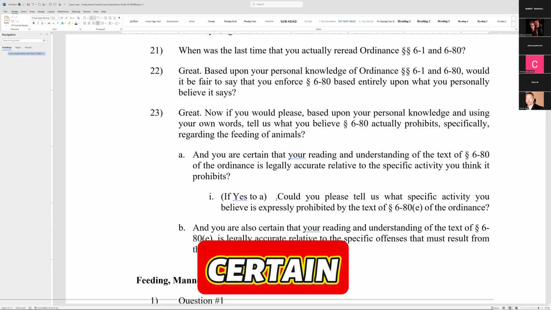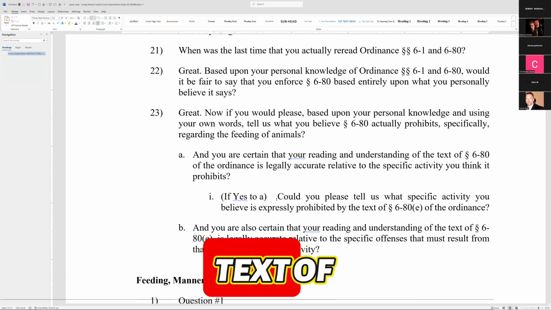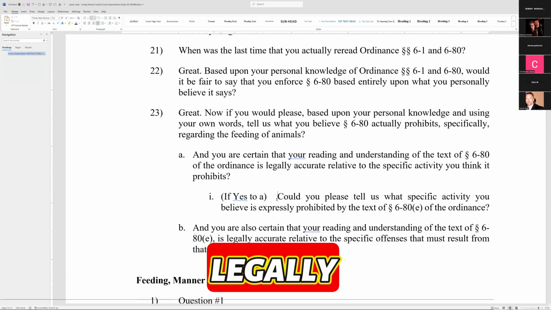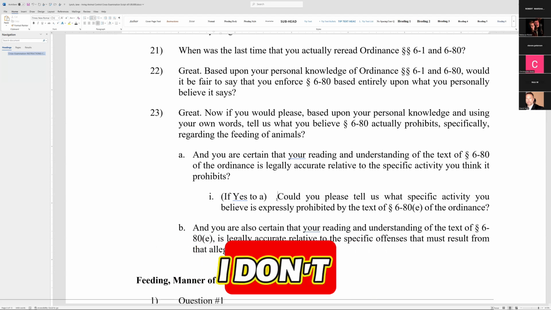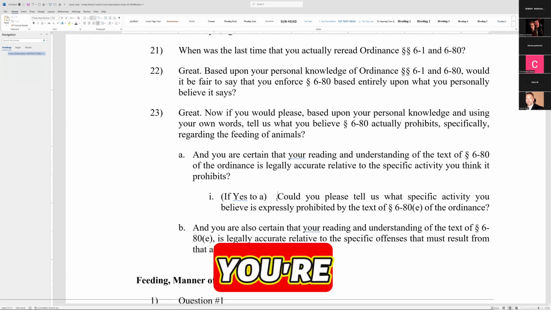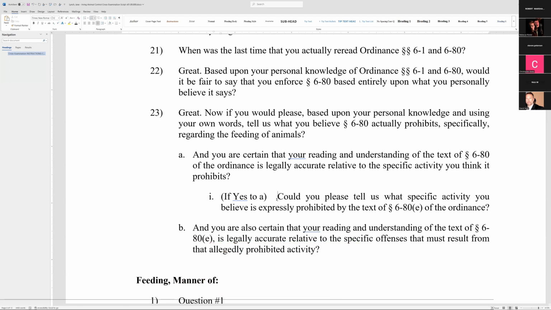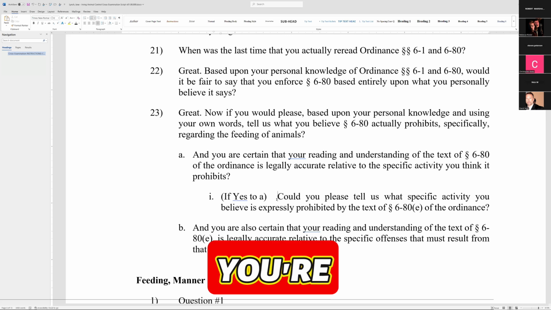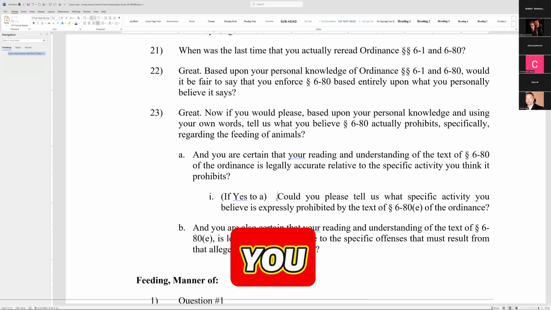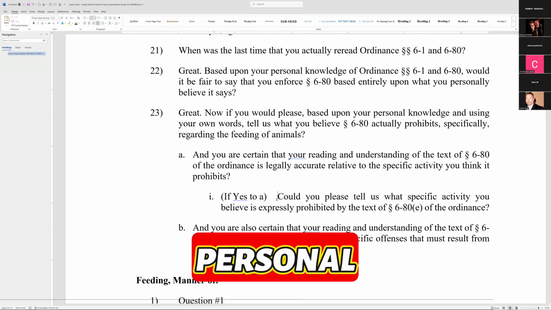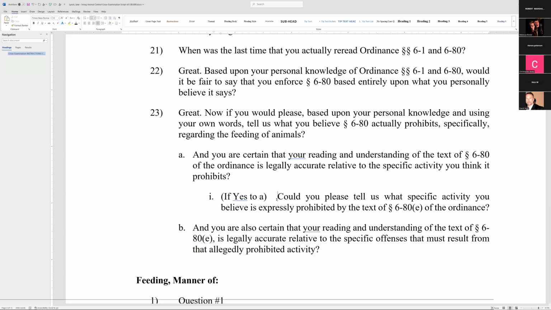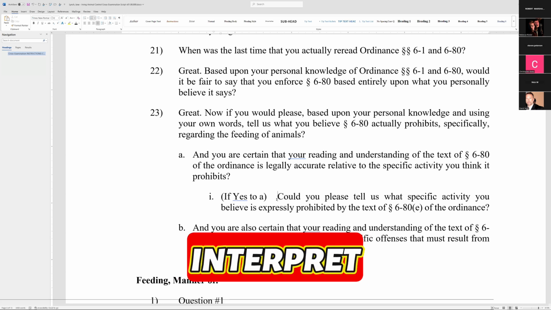Are you also certain that your reading and understanding of the text of section 6-80E is legally accurate relative to the specific offenses that must result from that alleged prohibited activity? I don't know. So again, you're testifying only on what you believe, not upon what you know to be true, and you're enforcing the statute based upon what you believe instead of what you know it says and personal knowledge, right? It's how I interpret it. How you interpret it, okay?